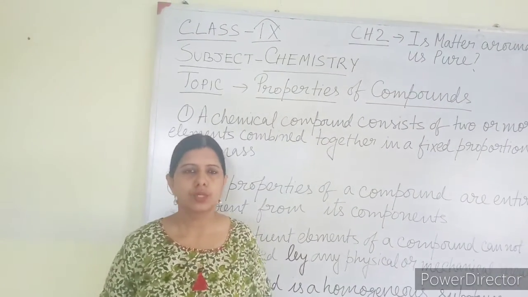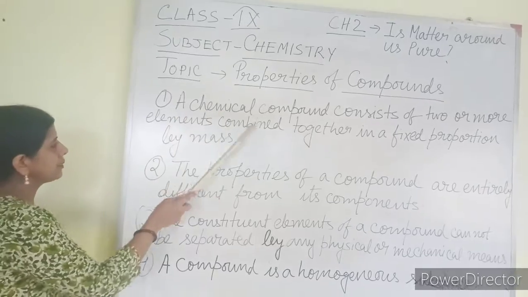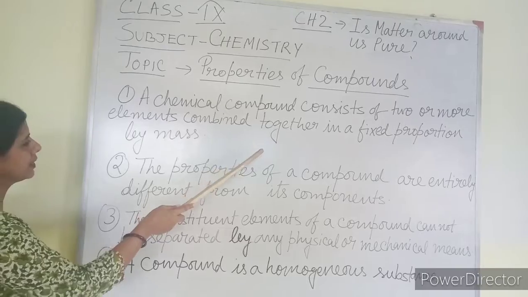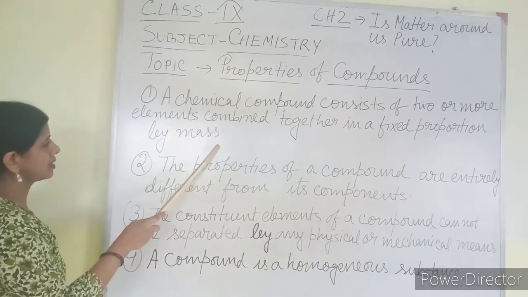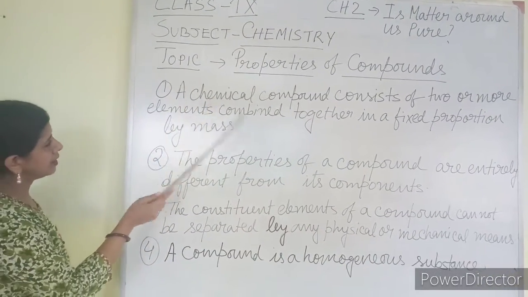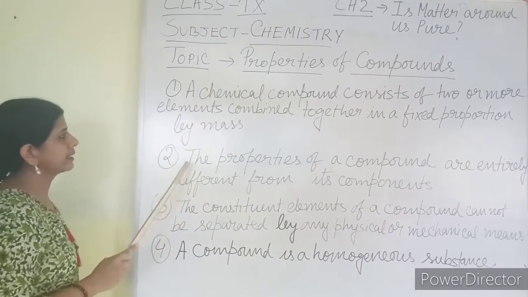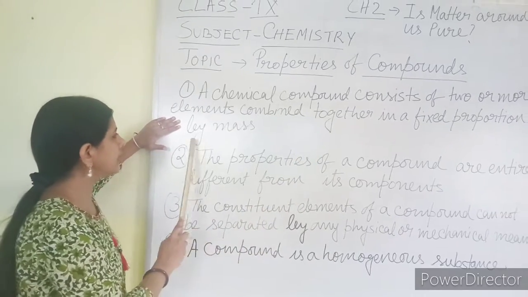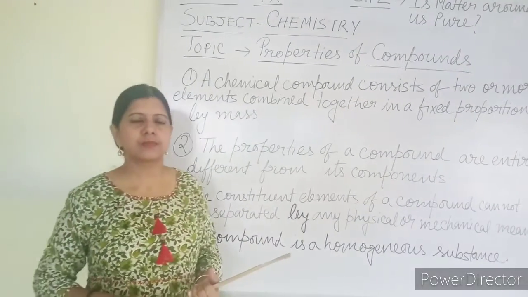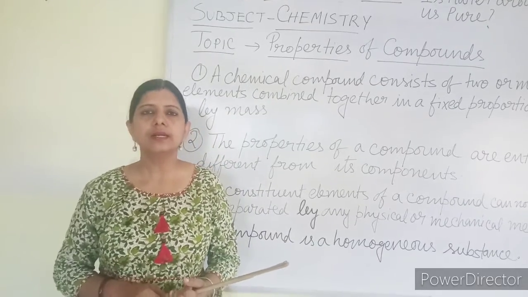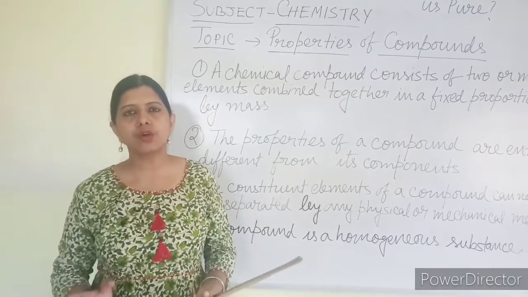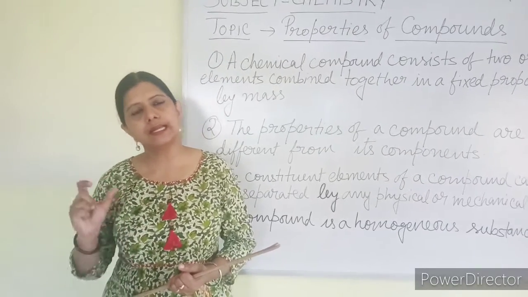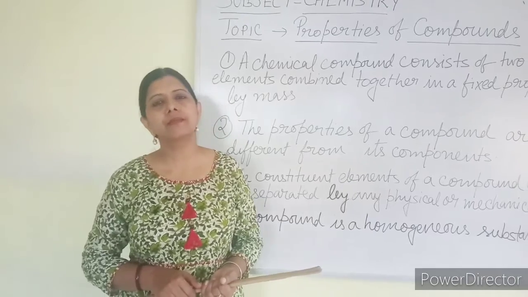Definition is known to you. Now the first point: a chemical compound consists of two or more elements combined together in a fixed proportion by mass. In the definition of compound also you can find this line, that is, it consists of two or more elements combined together in fixed proportion by mass. I already explained to you earlier, whatever may be the amount of the compound, the ratio of the constituent elements in the compound will always remain the same.